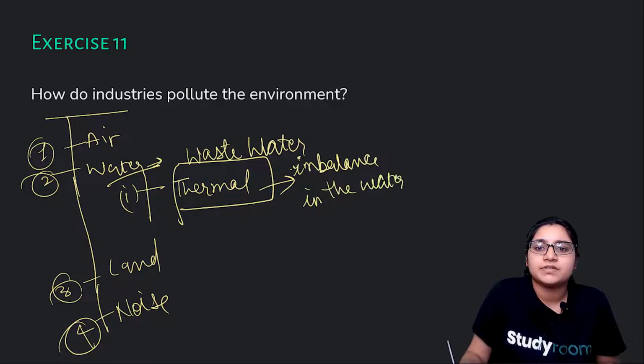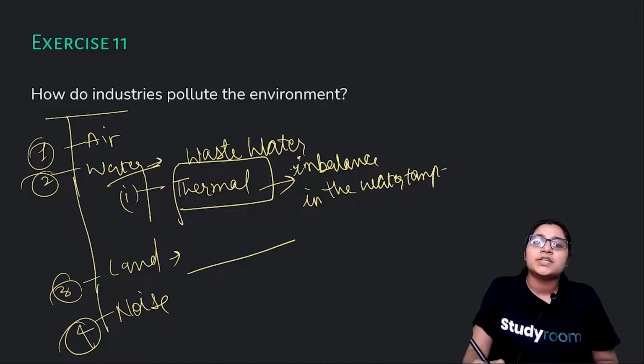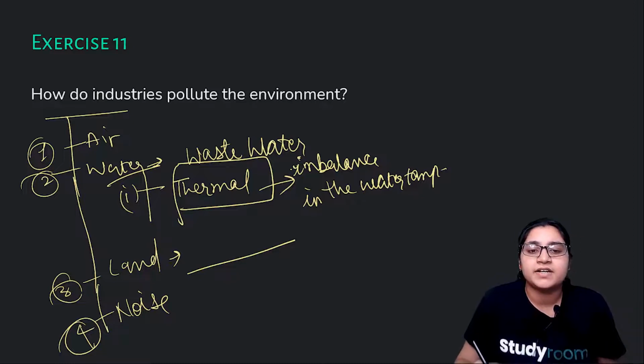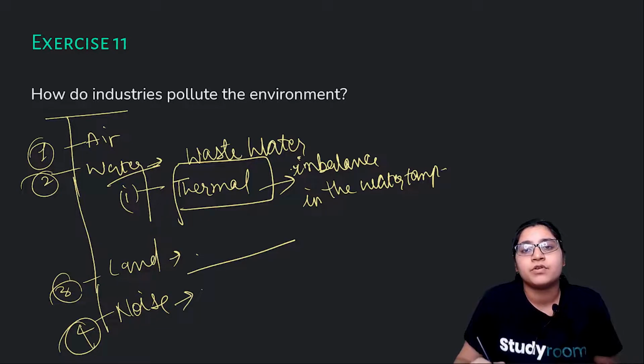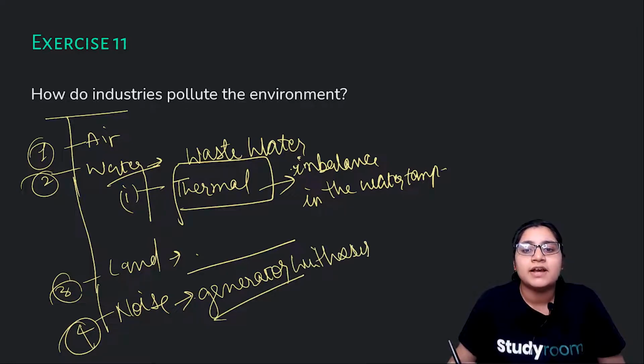Then we have land. Sometimes chemical industries that produce medicines throw their expiry date medicines on the land, and it also causes pollution. All right. Noise pollution: they have generators which produce electricity without a silencer. So what happens is that there is huge noise and less efficiency. Alright, so these are the problems.